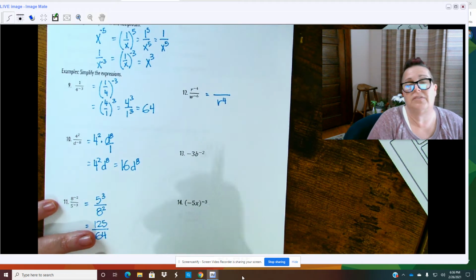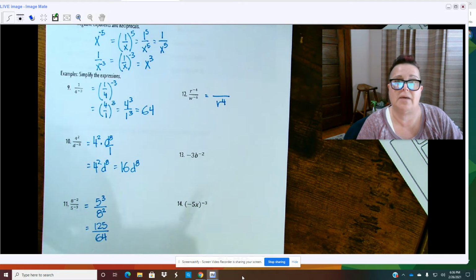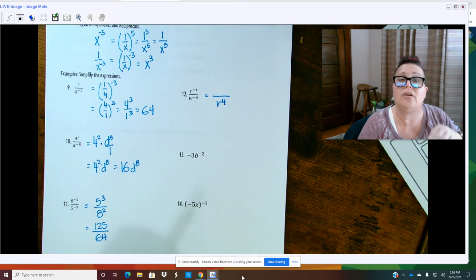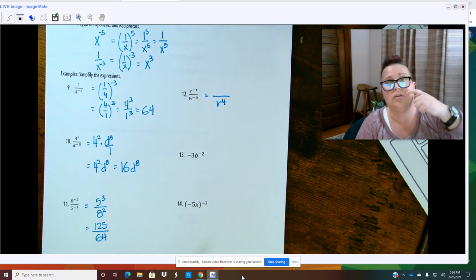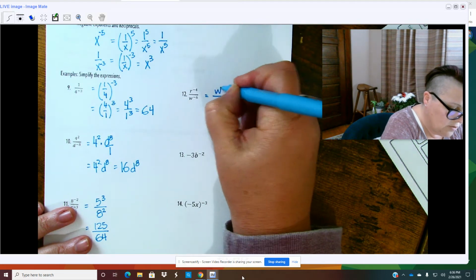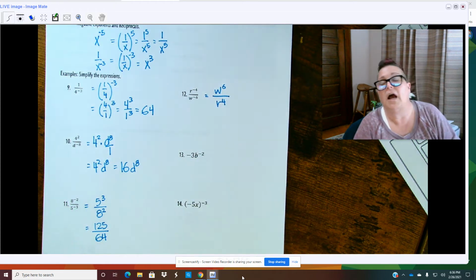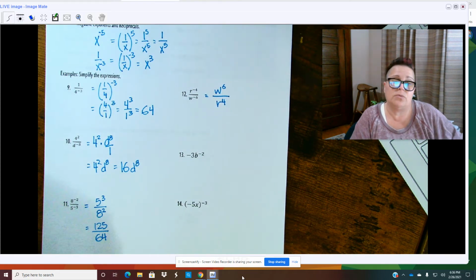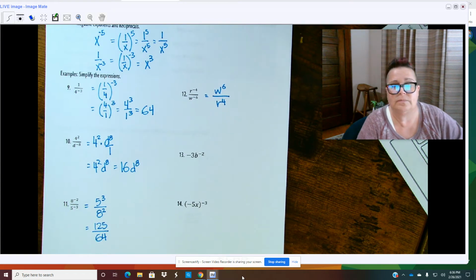W to the negative 6, the negative exponent in the denominator indicates that it's in the incorrect place and needs to be in the numerator. So that negative will flip it up to the numerator, w to the 6th. I don't have the same bases, so this is as much as I can do.